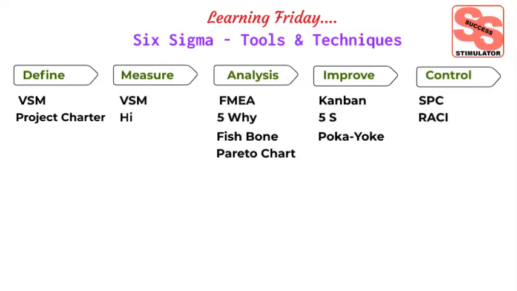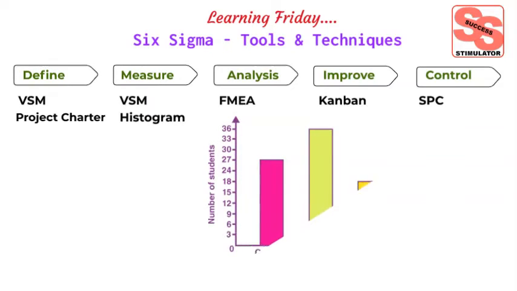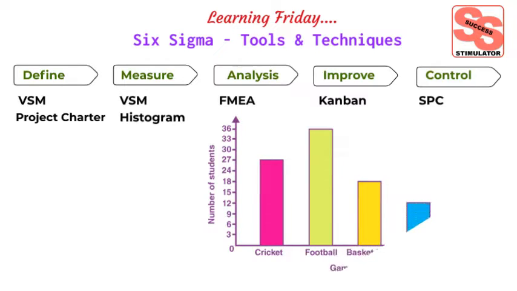Next one is Histogram. A histogram is a fundamental tool in the Six Sigma methodology that helps businesses gain insights into data distribution and make informed decisions. This Six Sigma tool gives a visual representation of the frequency or distribution of a data set, allowing practitioners to analyze patterns and variations effectively.